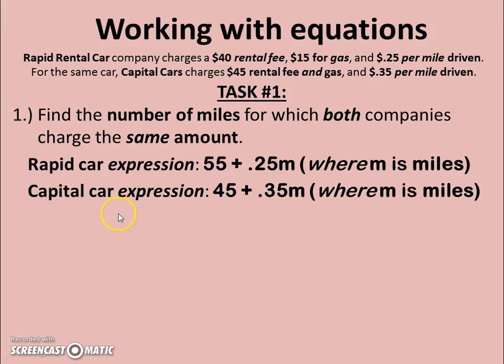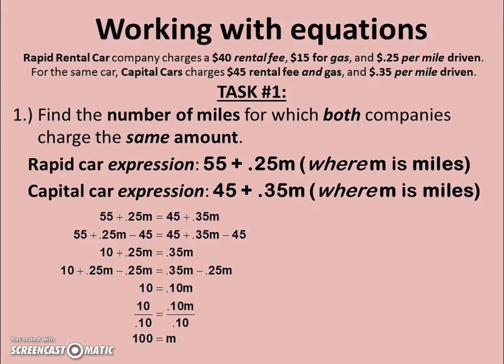The second one is for Capital Car expression. And you can see Capital Car charges $45 for the rental fee and the gas. They already kind of added them together for us. So that's 45. And they charge 35 cents. How often? Every mile. So there's our two expressions. Now let's set them equal to each other, and we can solve.